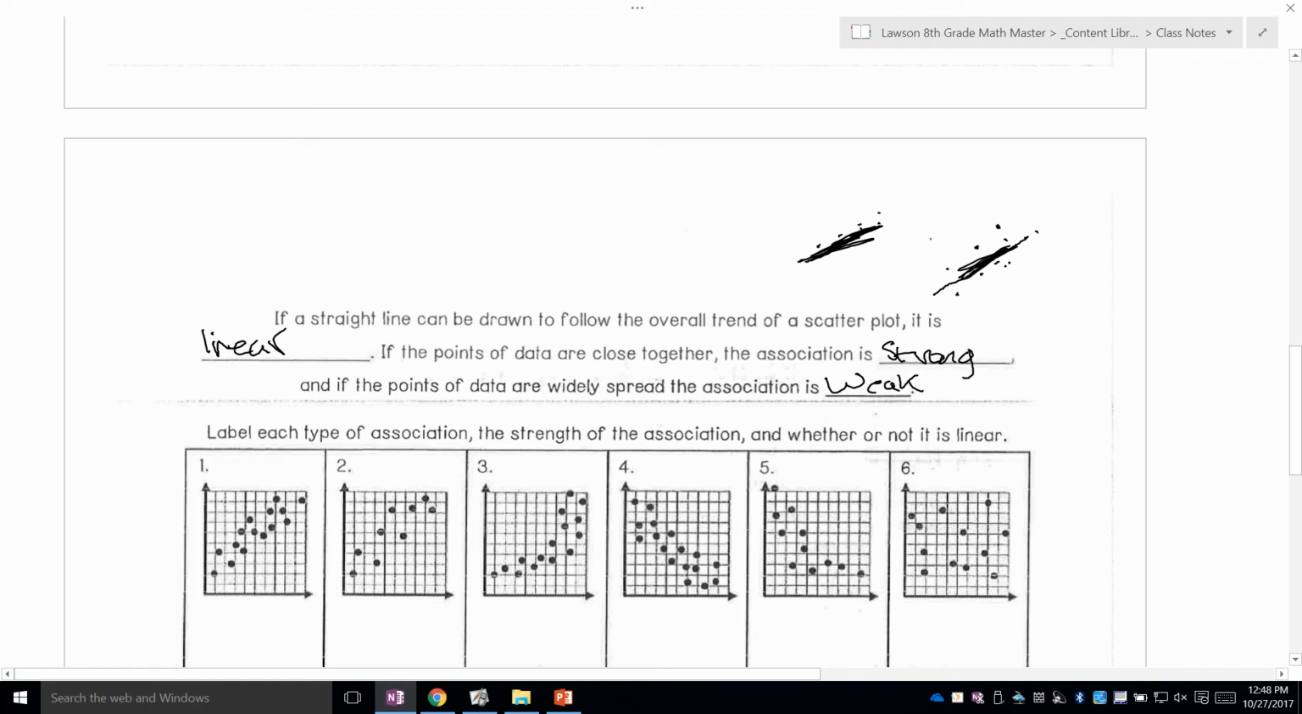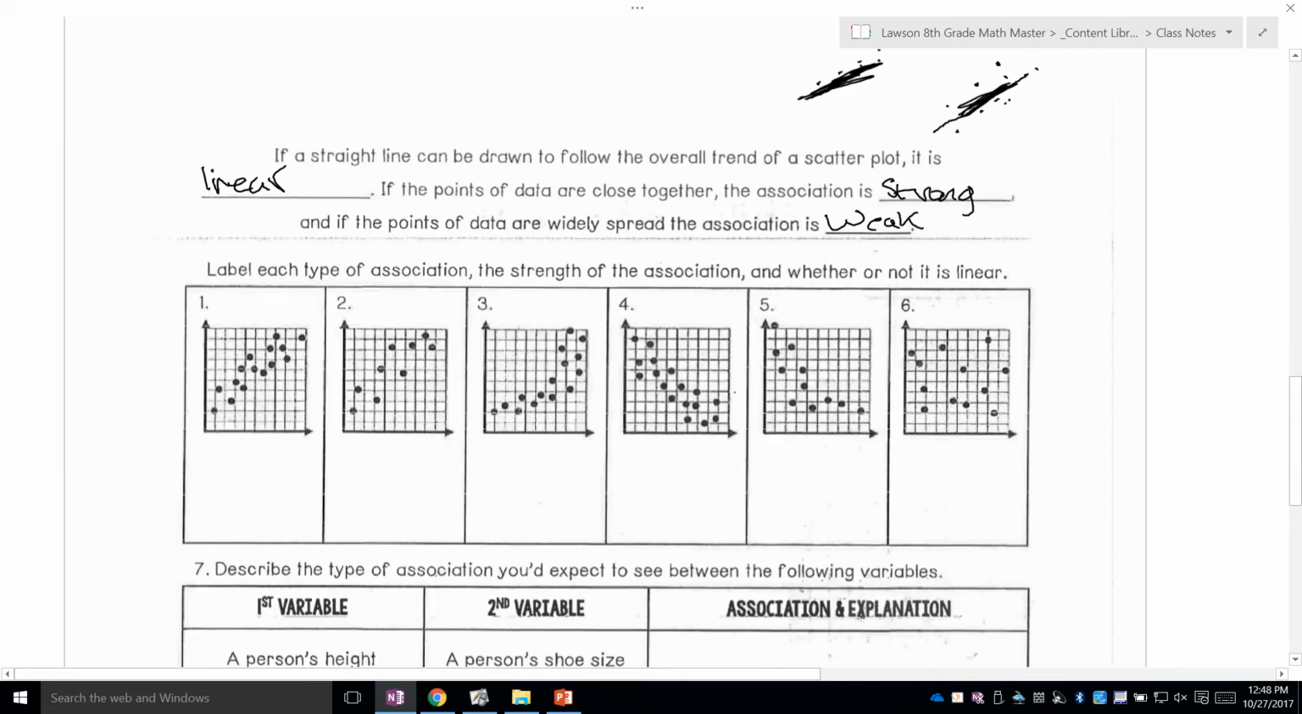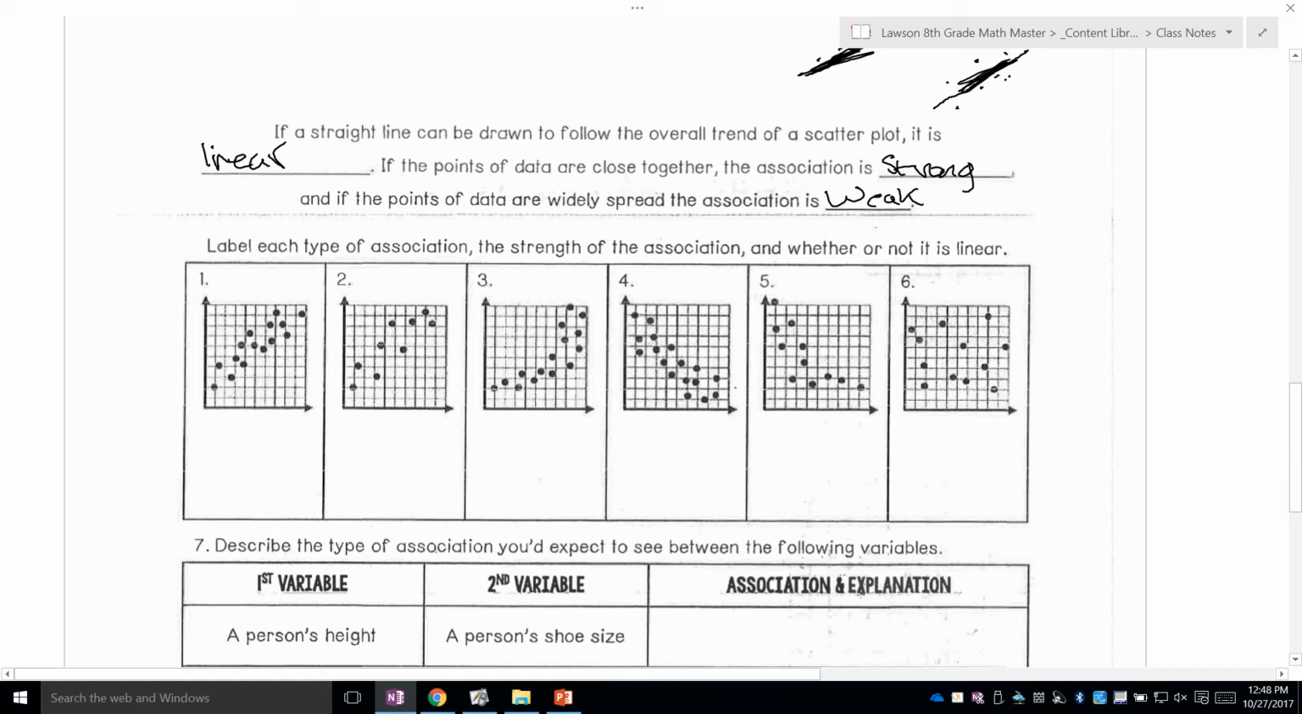So we're going to look at these examples and see what we can tell. We're going to label each type of association. We're going to label whether it's a strong or a weak association, and whether or not it's linear. So it's going to be positive, negative, or no association. It'll either be weak or strong, and then it's either going to be linear or non-linear.